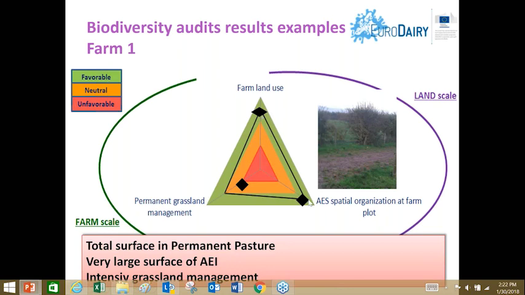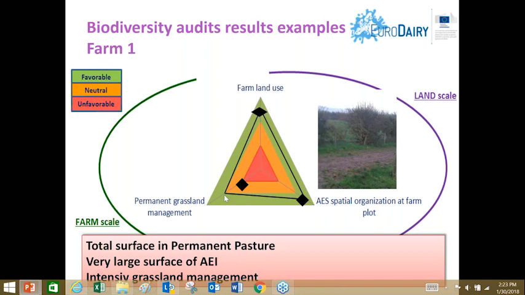The second point of the audit was about semi-natural habitats. And you can see on this farm that it is very favorable for semi-natural habitats because in fact the farm has very large surfaces of semi-natural habitats, especially due to this kind of hedges that you can see on the photo here. You had hedges around almost each field, which in the end make a very large volume of hedges, which is very good for biodiversity. So that's why it was favorable.